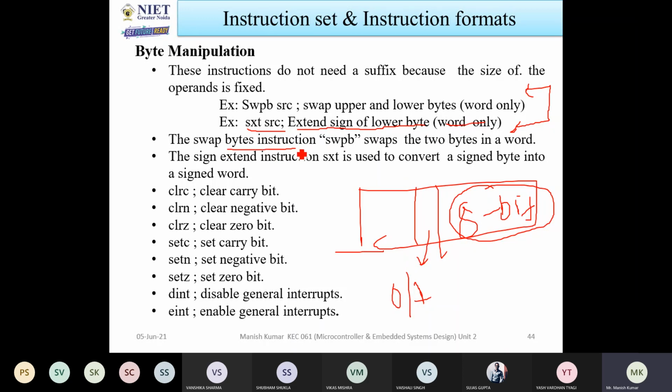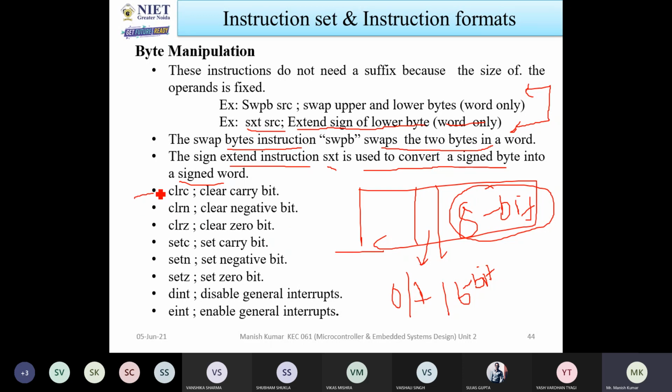So the swap bytes instruction swaps the 2 bytes in a word, and the sign extend instruction SXT is used to convert a signed byte into a signed word. If you convert this 8-bit number into a signed number, it becomes a 16-bit number, meaning more than 8 bits. So you can tell that this is a 16-bit number.